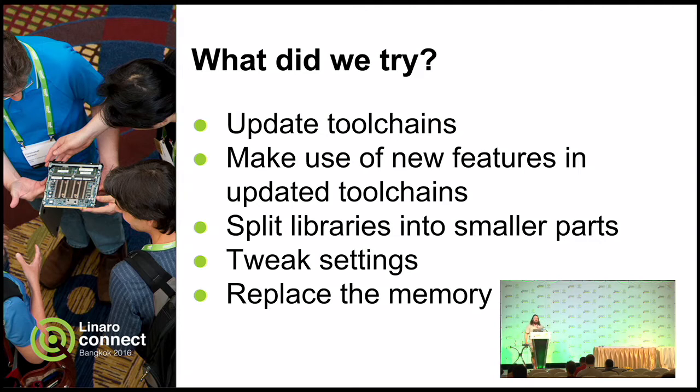So what did we try? Picking low-hanging fruit is always the first thing to do, so updating toolchains and just getting benefits automatically was one of the first things. Then making use of new features in updated toolchains. Then we had some ideas for actual code modifications, like splitting libraries into smaller parts, but more on that a bit later. We tried to tweak settings and to replace the memory allocator in the Bionic libc, so the malloc family of functions.